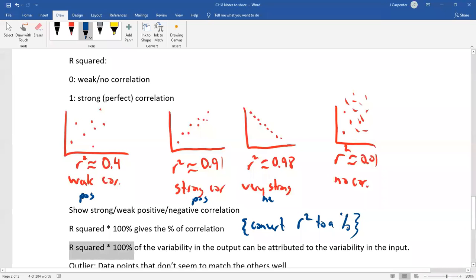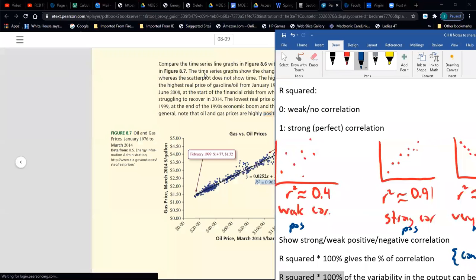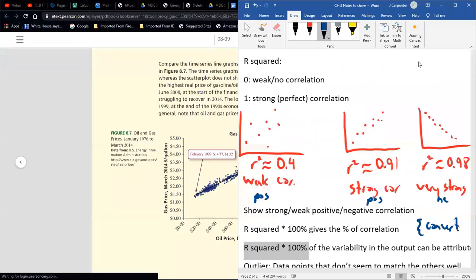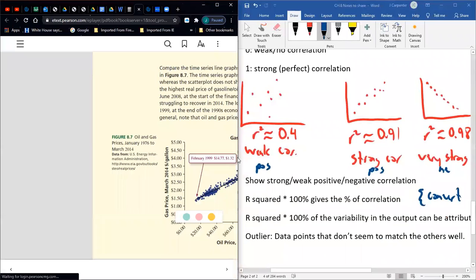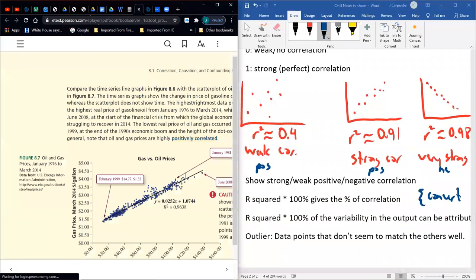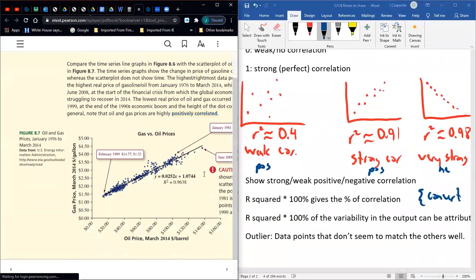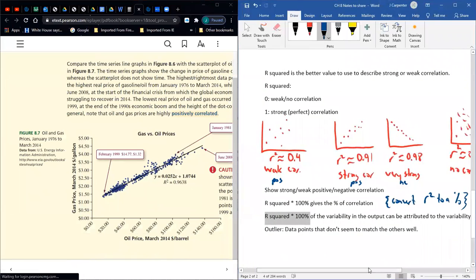96% of the variability in the, now what was the output? That was the gasoline price. Sorry, I got to zoom out some so you can see everything.